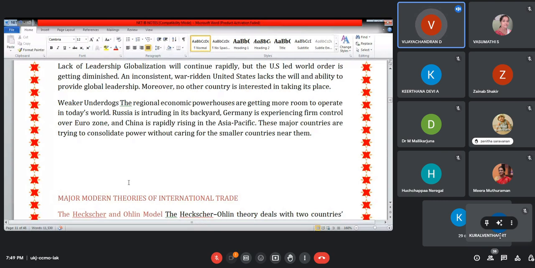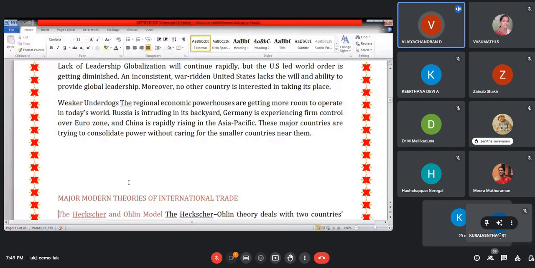So region-wise, the countries are dominating in international trade. I told, Russia, Germany, China. These few countries are dominating in international trade. These major countries are trying to consolidate power without caring for the smaller countries. So those are the problems in international trade.